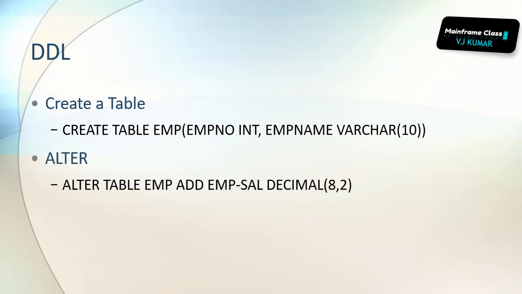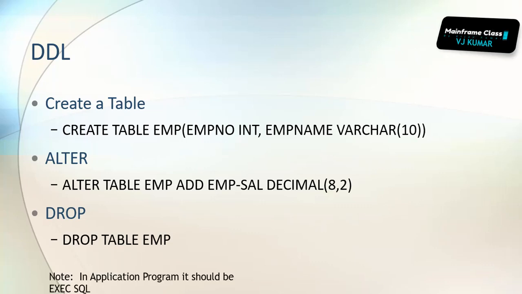And then alter is to alter the table. So for example, here employee salary was not added when we created the table, so you can add it using an alter command: alter table name, add additional fields using the field attributes. Then if you want to drop a table, you can drop it using the drop table name command. In application programs, we will be using EXEC SQL and END-EXEC.